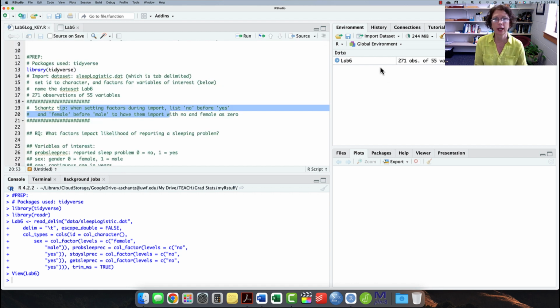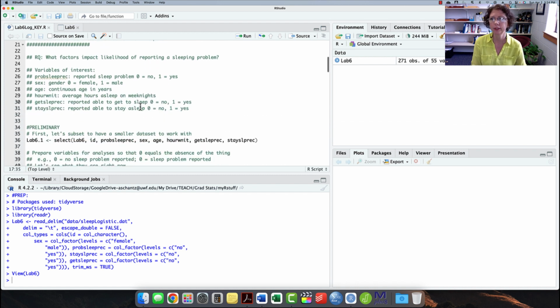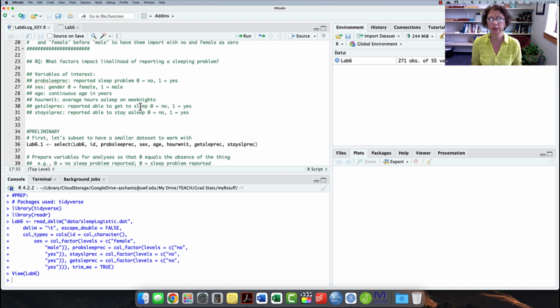So I should have the 271 observations of 55 variables here. That's good. And the research question we're looking at here is what factors impact likelihood of reporting a sleeping problem. So our outcome that someone reported a sleeping problem, no is going to be 0 and 1 is going to be yes, and that's our dichotomous outcome variable.